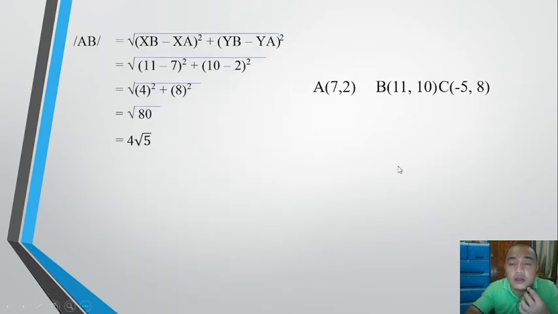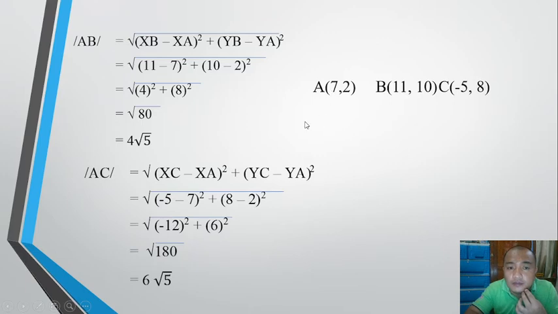First, let us determine the length of the three sides of the triangle. Let's start with AB. So, we have (11 minus 7) quantity squared plus (10 minus 2) quantity squared. 11 minus 7 is 4 squared. 10 minus 2 is 8 squared. 4 times 4 is 16 plus 64. 16 plus 64 is 80. And the square root of 80 is the square root of 16 times 5. So, 4 square root of 5 for line AB.